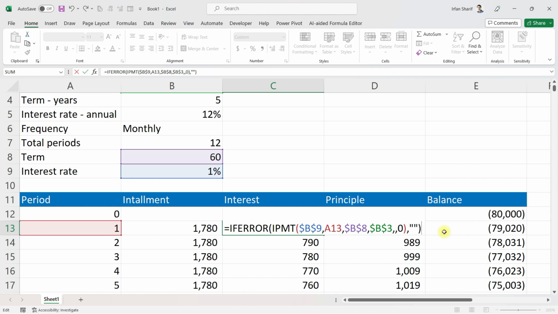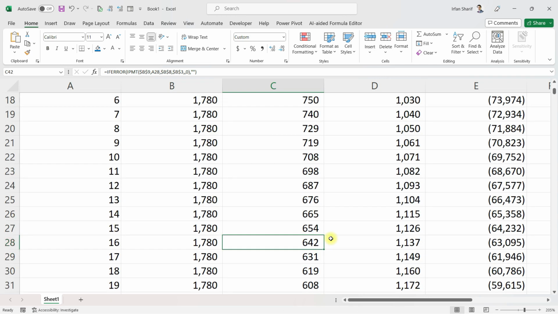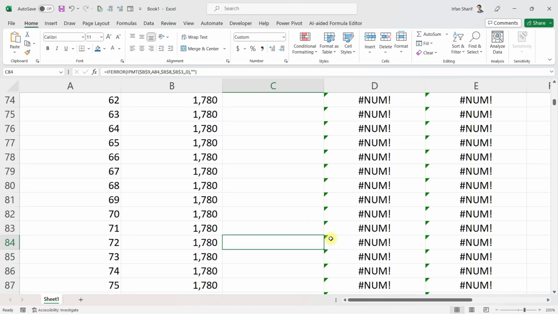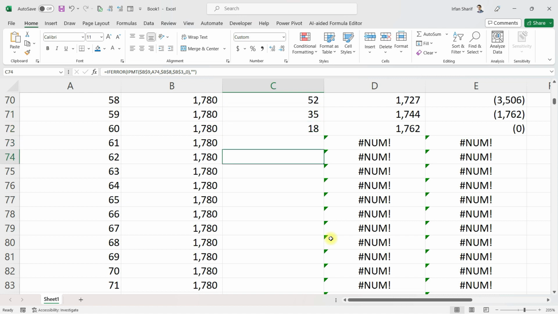Now if I press enter, you can see this value remains as is. But now that I double click and I scroll down to period number 60 and onwards, you can see I do not have any value now. There is the formula in this cell, but I am not seeing any value here because I have instructed Excel that if this answer is an error, then please give me a blank cell instead of showing me the error.